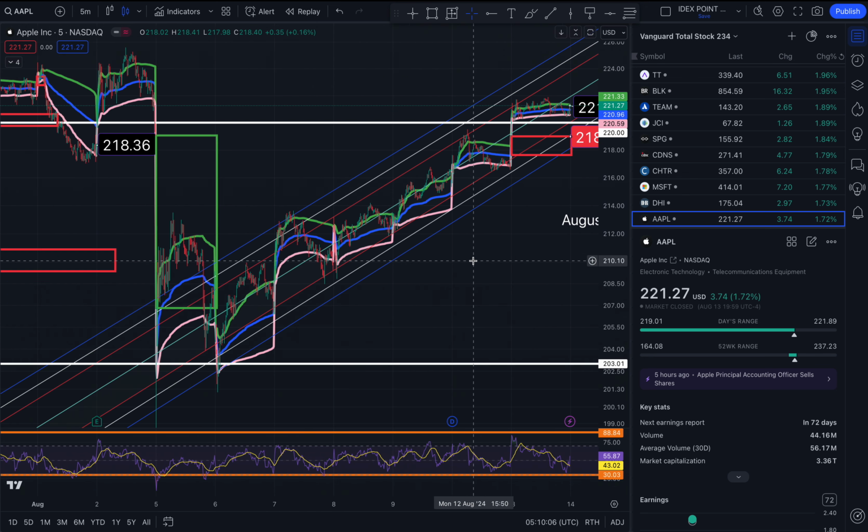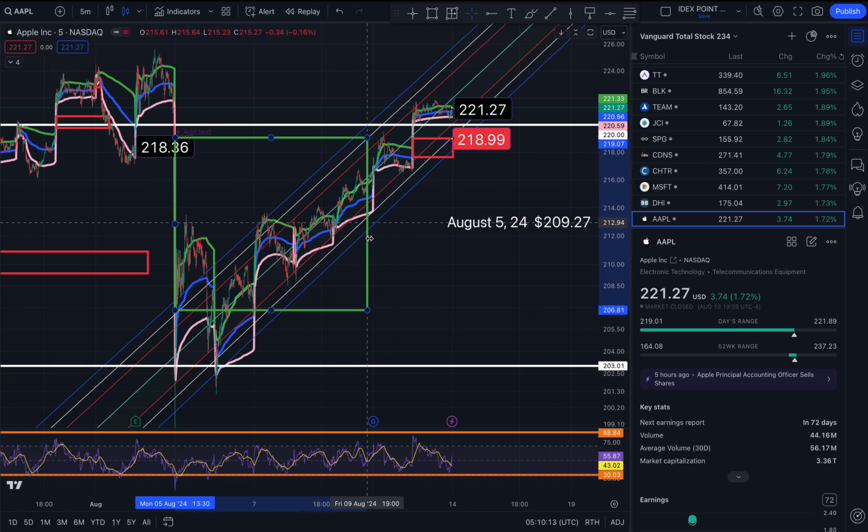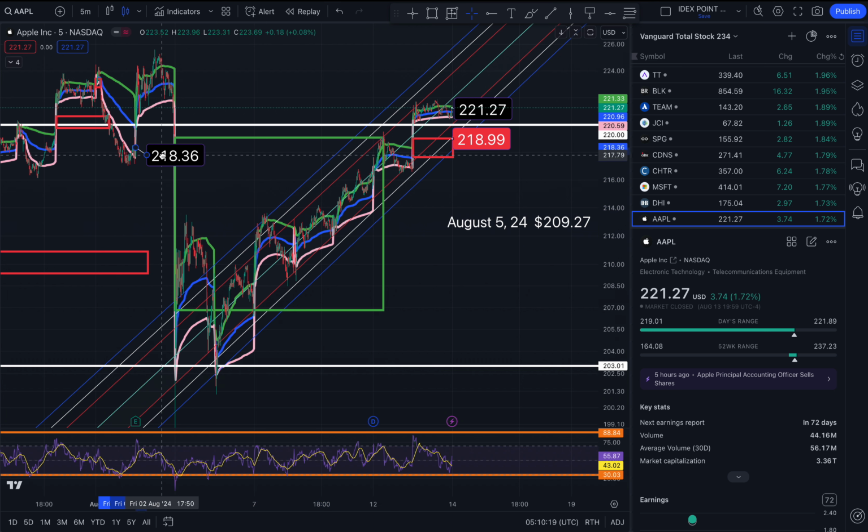And as far as this gap goes, I have not looked at Apple in a little while. So this gap touched to the upside at roughly 218, oh no, that was 218.99-ish. So we gap down, anticipate it to fill on the way up, touch right there. So that is no longer in play.